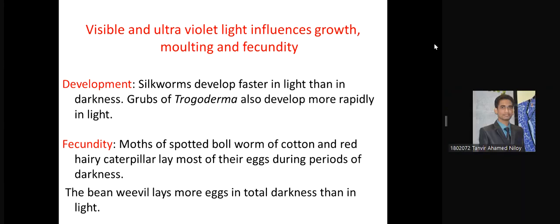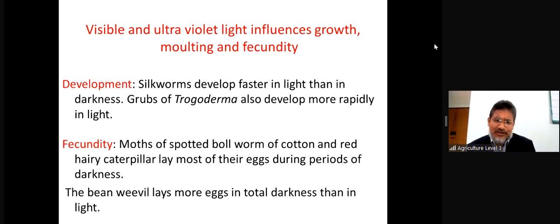It changes its skin. It goes to the next steps by changing one of its layers of skin. It's called molting. The molting will be faster or slower; sometimes the molting will occur or not. That depends on light. Fecundity, so I'm coming to that. So light is influencing the growth, molting, and fecundity.